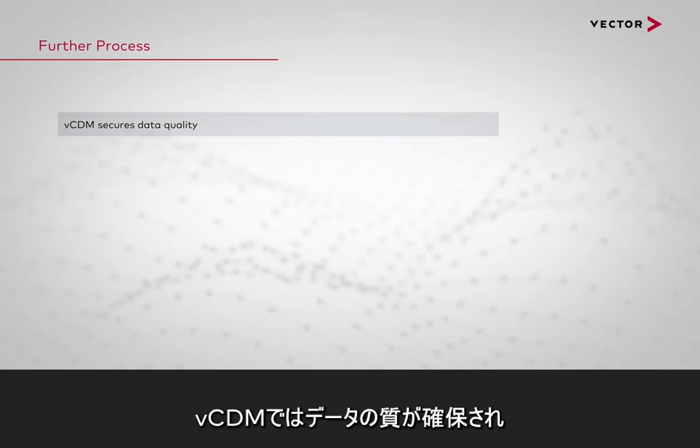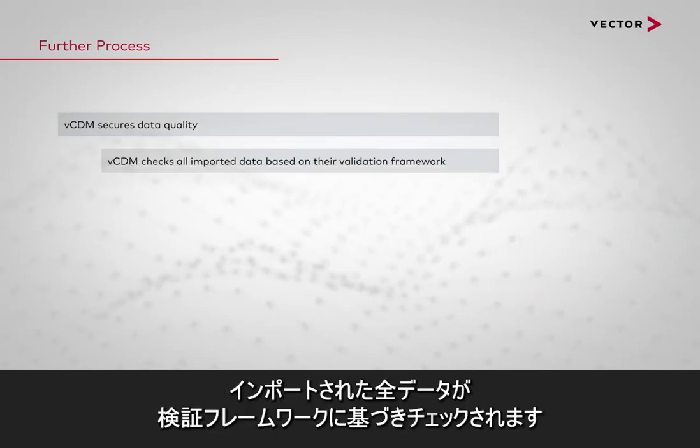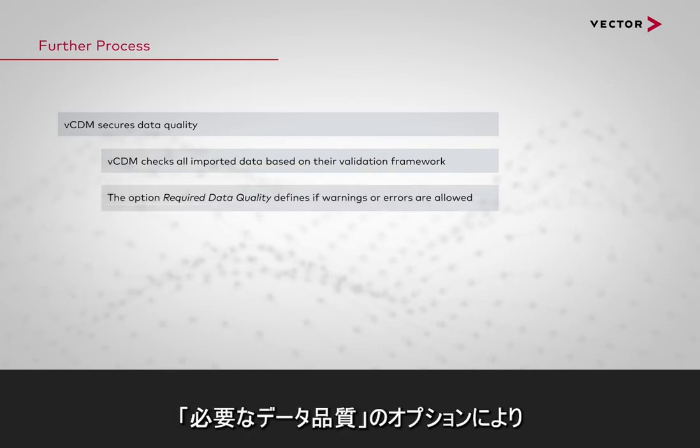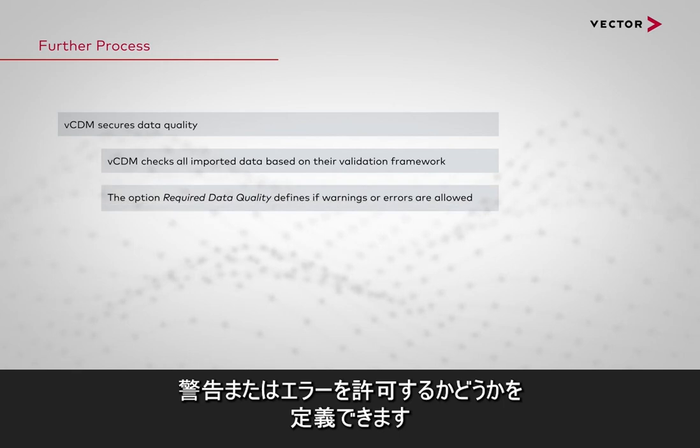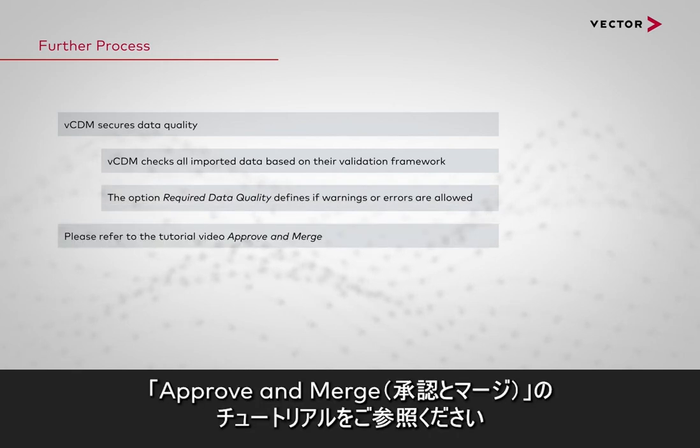vCDM secures data quality. All imported data are checked based on their validation framework. Via the option Required Data Quality, you can define if warnings or errors are allowed. Please refer to the tutorial video Approve and Merge.